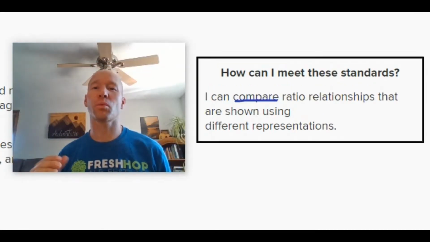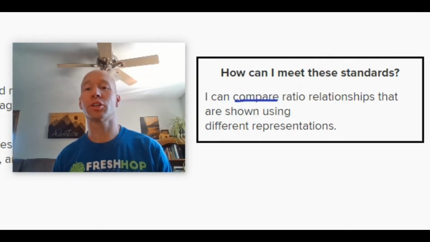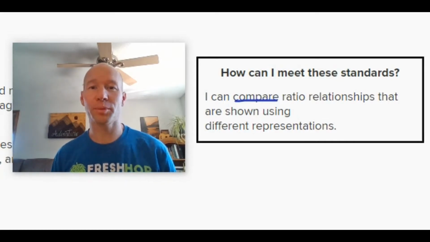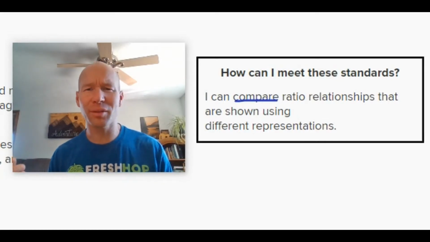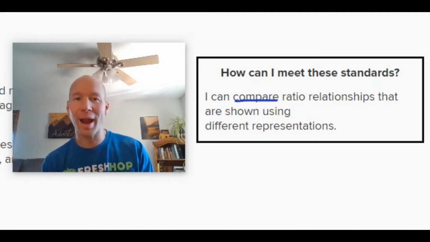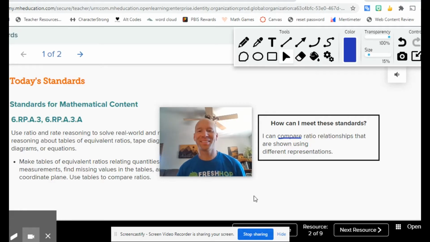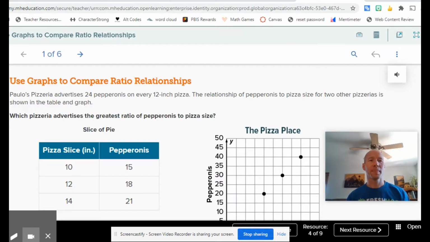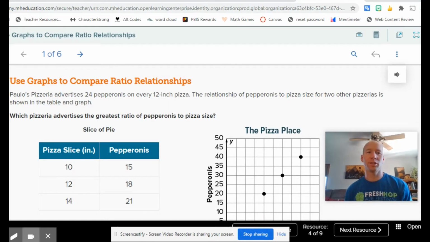So we are going to compare ratio relationships that are shown using different representations. What kind of representations are different? We can have ratio tables. We can have graphs. All right, so let's go to the next resource. We are going to use graphs to compare ratio relationships.